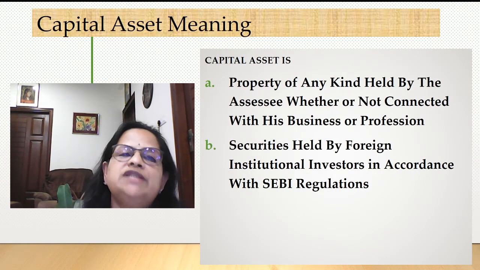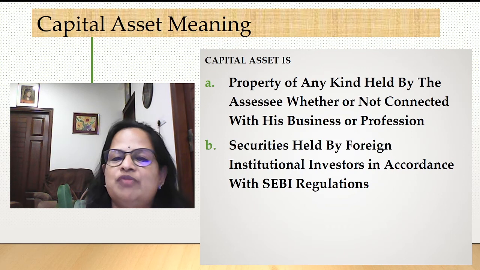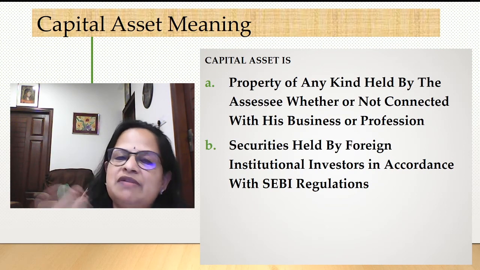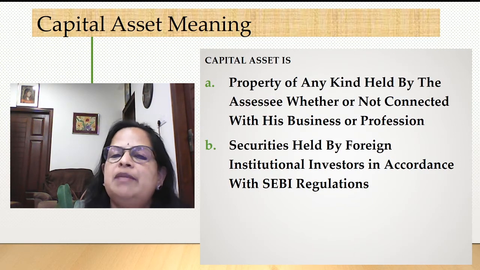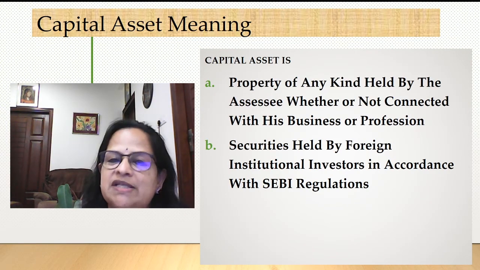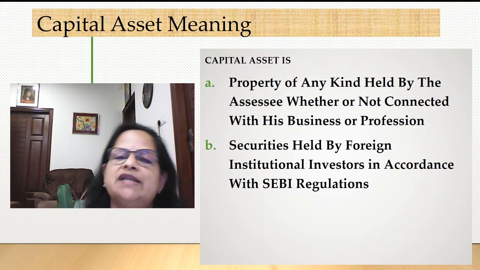Now, what is the meaning of capital asset? Capital asset meaning property of any kind held by the assessee, whether or not connected with his business or profession. So it can be anything. In the previous slide also I explained. It can be a property, it can be a vehicle, it can be jewelry, it can be shares, it can be building, plant and machinery, anything like that. It may be related to his business or profession or anything which he is keeping as a capital asset.